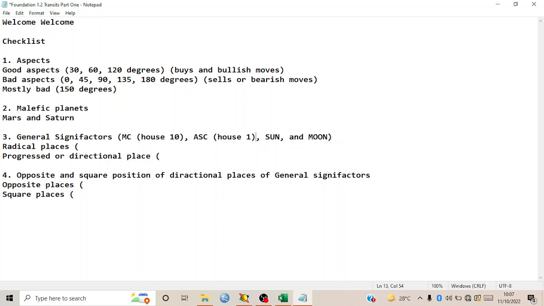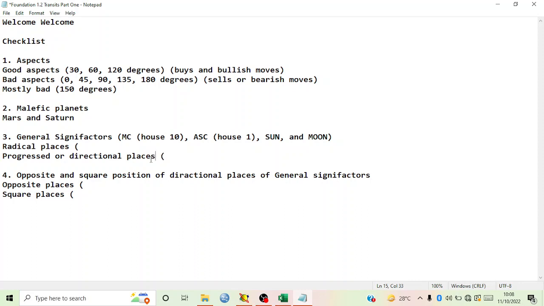So these 4 are what we need to pay particular attention to if we're going to move on to transits, right? Transits are going to be based on the positions of these 4: house 10, house 1, the sun, and the moon. We need to know their radical places, and two, their progressed or directional places, right?